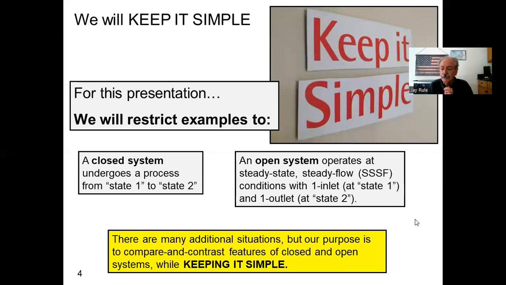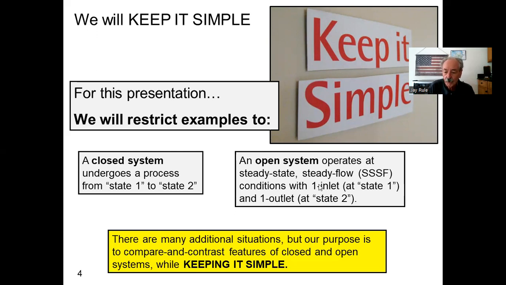For this presentation, we're going to keep it simple. I'm not going to throw differential equations at you, or just any generic open system. We're going to restrict our examples. A closed system is undergoing some process from state 1 to state 2, and that's it. For our open system example, we're going to say it's operating at steady state, steady flow conditions. Things don't depend on time, but they're operating at a constant rate.